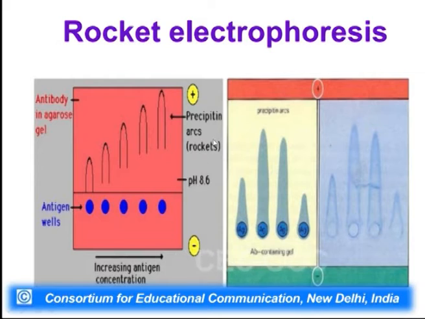So what do we see? We form the zone of equivalence in the form of rockets, and this categorically gives you the concentration. The length of the rocket is directly proportional to the concentration. So as the concentration increases, the length of the rocket precipitin line increases.